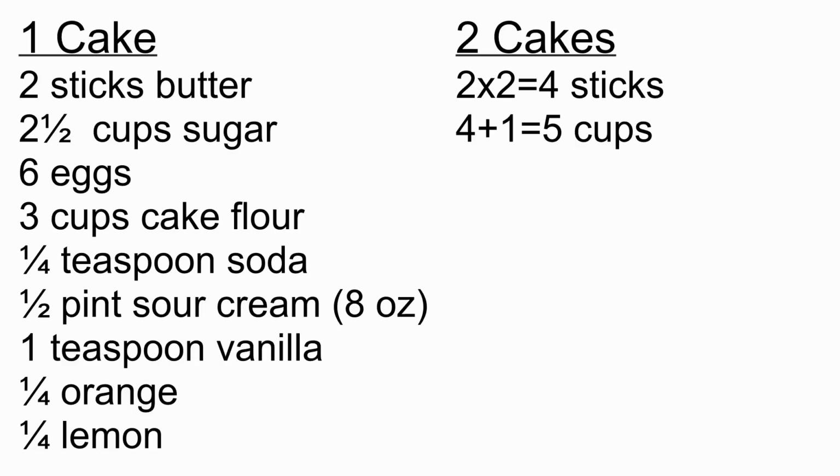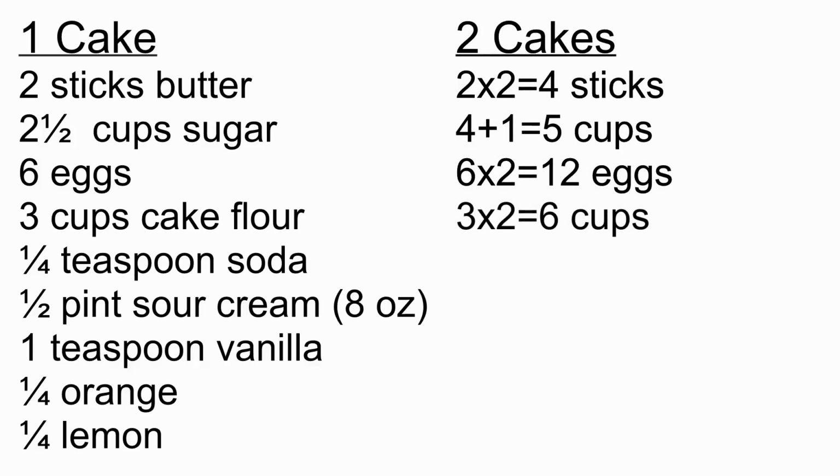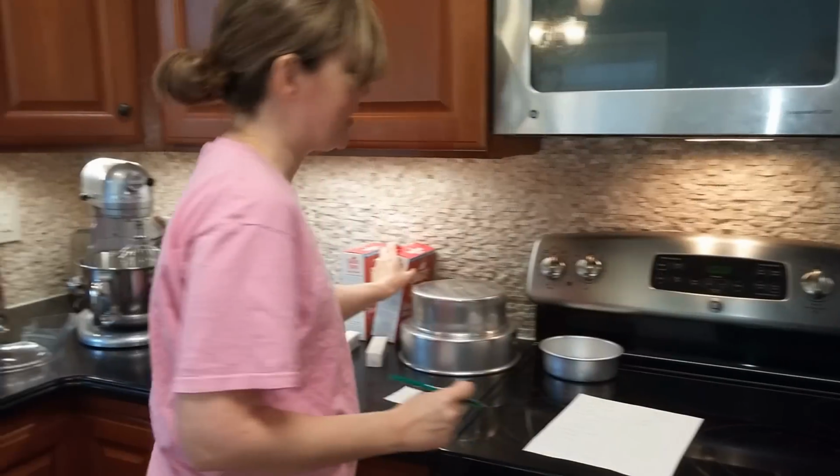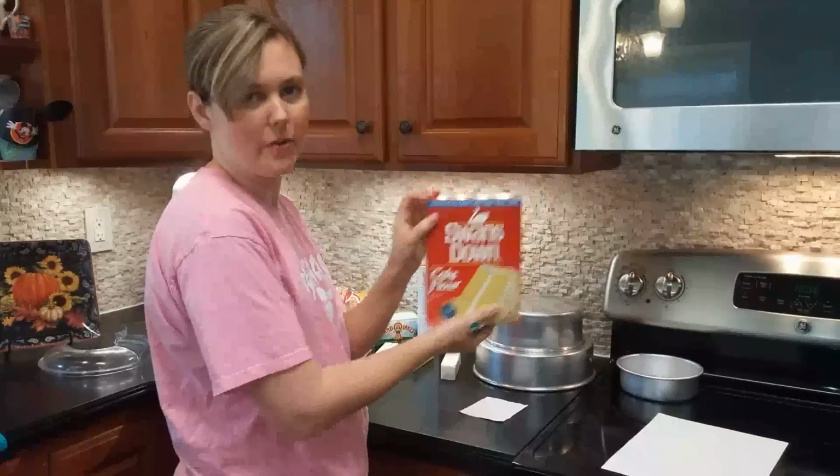6 eggs, that's pretty easy. That'll now be 12 eggs. 3 cups of cake flour. That'll be 6 cups of cake flour. By the way, I could kind of advertise, I like Swan's Down cake flour.